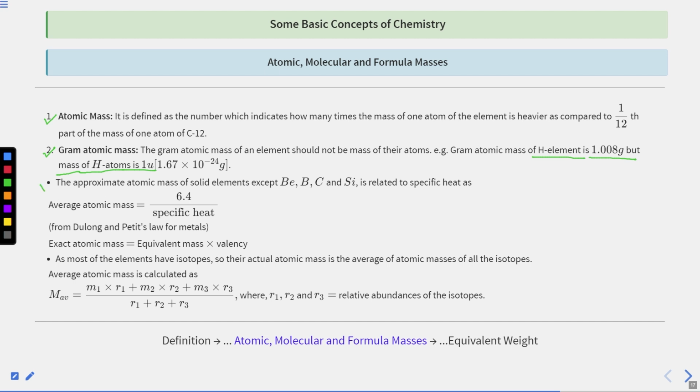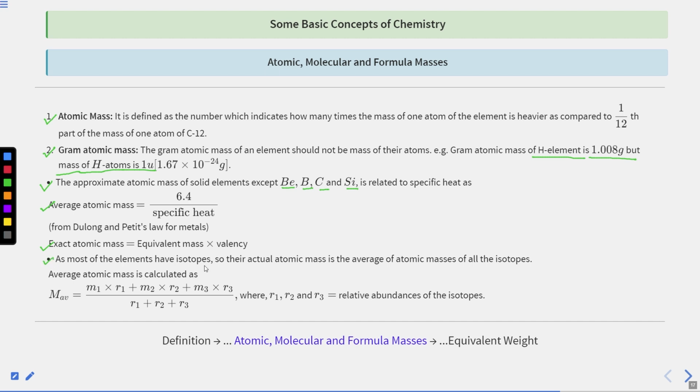Okay. The approximate atomic mass of solid elements, except beryllium, boron, carbon, and silicon, is related to specific heat. That is, average atomic mass will be equal to 6.4 divided by specific heat, and this is given by Dulong and Petit's law for metals. So, exact atomic mass will be equal to equivalent mass multiplied by valency.